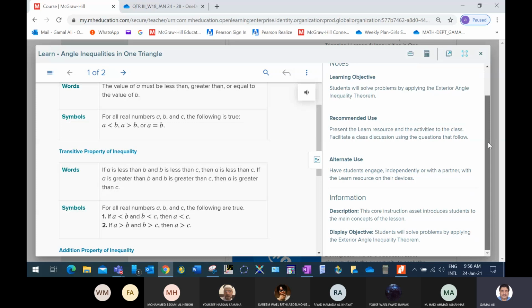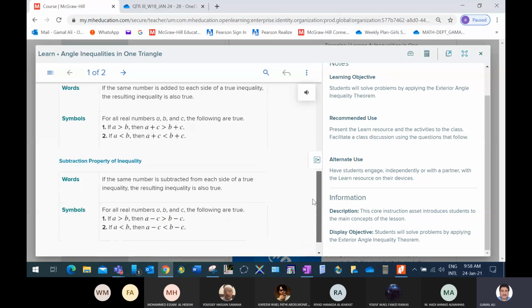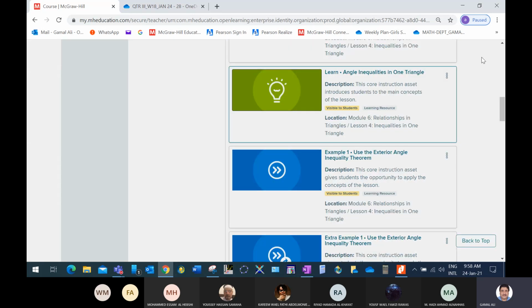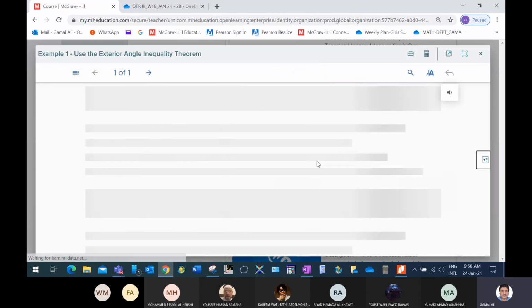The last two properties, addition and subtraction. If you add the same amount for both sides of the inequality, doesn't it change? If you subtract the same amount from both sides, doesn't it change? Okay. Look at the first example, guys. I think you have it in your book, and we will solve it together.